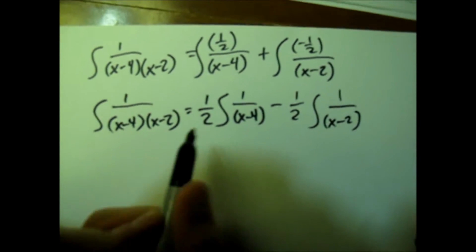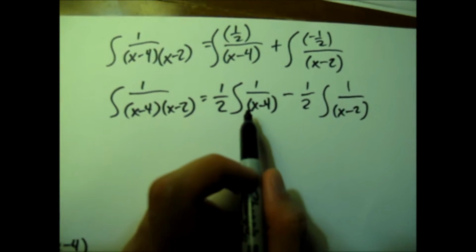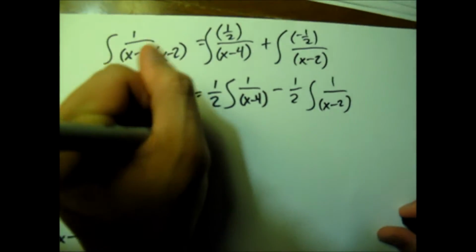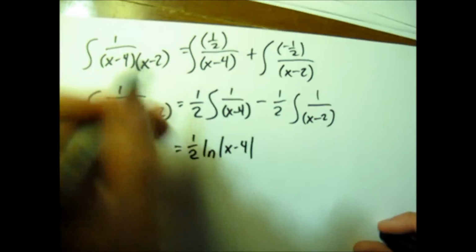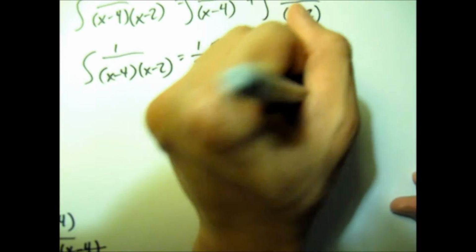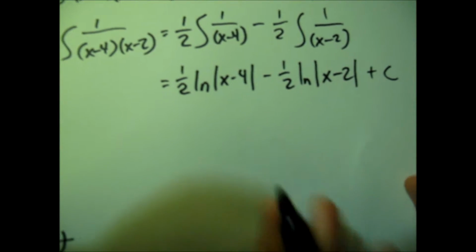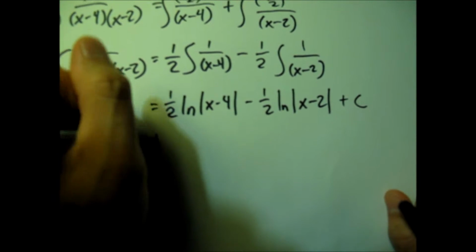Okay, so from here, if you remember any of your integral equations, you can turn this into 1/2 the natural log of the absolute value of x minus 4, minus 1/2, same thing over here, the natural log of the absolute value of x minus 2. Don't forget a plus c, since this is an indefinite integral. We can factor out a 1/2, simplify it even further.